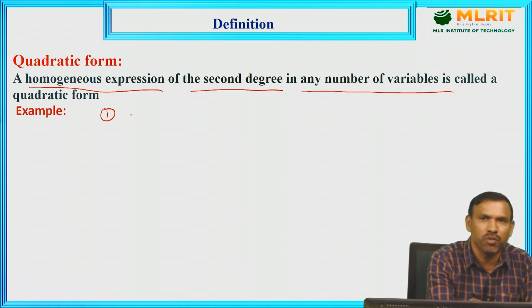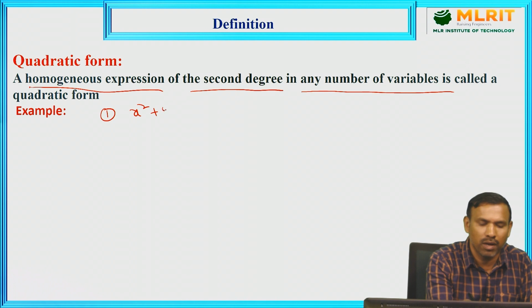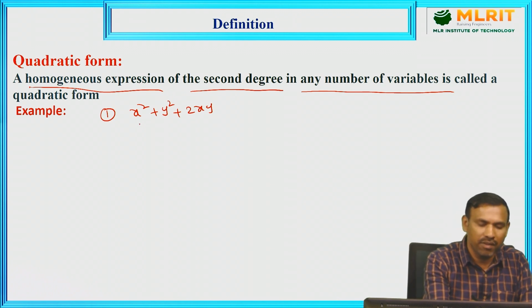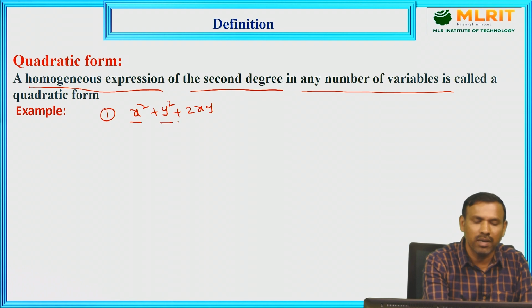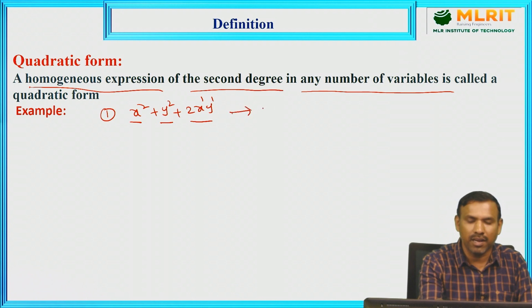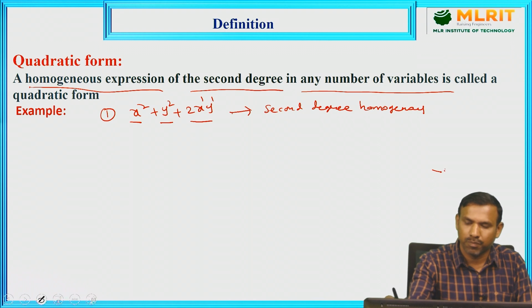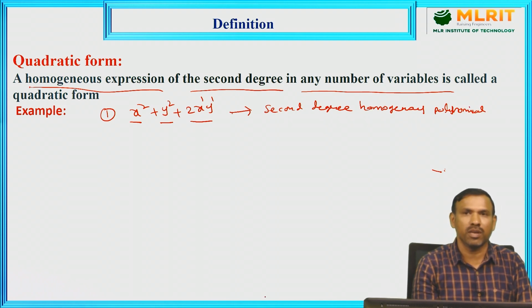Let us say in 2 variables first, x square plus y square plus 2xy. It is a quadratic form in 2 variables. How can we say it is a quadratic form? The degree of each term: x square degree 2, y square degree 2, 2xy, x degree 1, y degree 1, again that is 2. It is a second degree homogeneous polynomial. That's why it is called a quadratic form, in 2 variables, x and y.